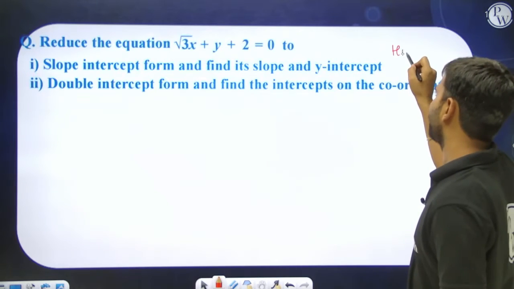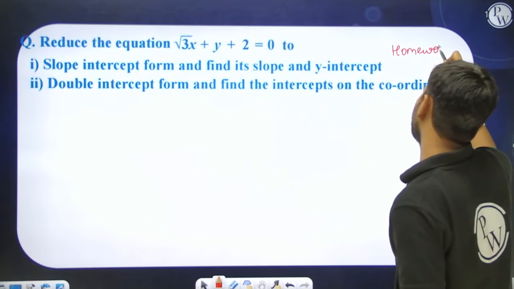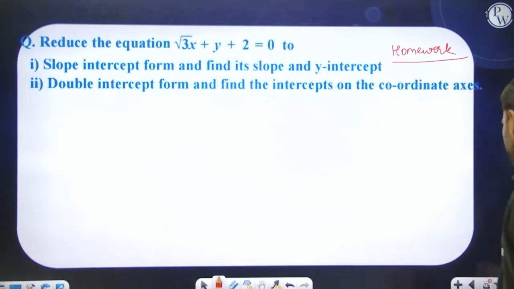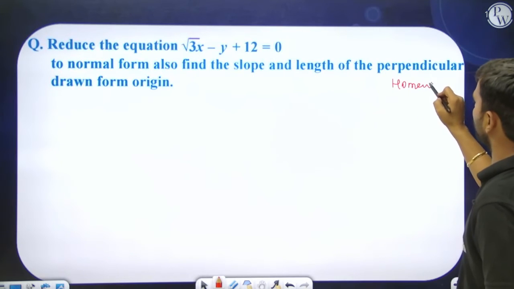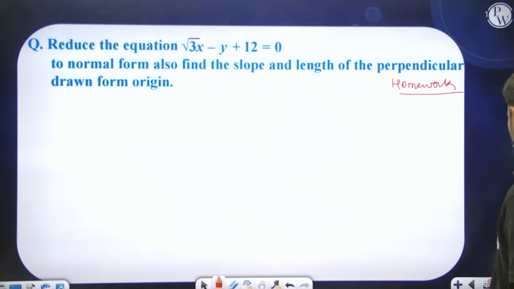I think I have told enough of this. So you will be able to do these questions as part of homework now. This also I think you can do as homework quite comfortably. There has to be no issue at all.